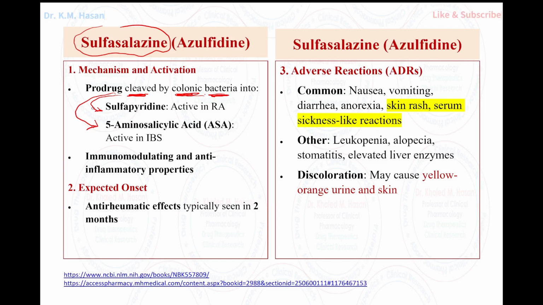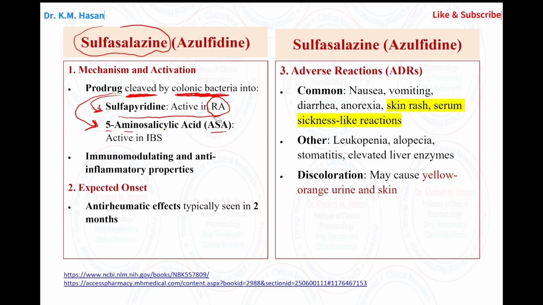In the colon we have bacteria, flora, and this bacteria is responsible for the metabolism or cleavage of sulfasalazine into two substances. The first one is called sulfapyridine. Sulfapyridine is responsible for the activity against rheumatoid arthritis. Another component from this metabolism is 5-amino salicylic acid, 5-ASA, and this one may be responsible for the benefit in patients with irritable bowel syndrome.